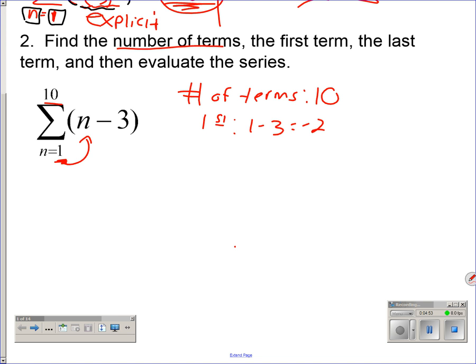Our last term, if I want to know our last term, what do I plug in? Yeah, you plug in the top number for n. So that's 10 minus 3, 7. Now, if I wanted to know what the summation of this pattern is, which in this case, that's a linear equation, that's arithmetic, what do you get? 25. All right, how do you feel about that? I mean, that's really basically catches up stuff to everything we've done.